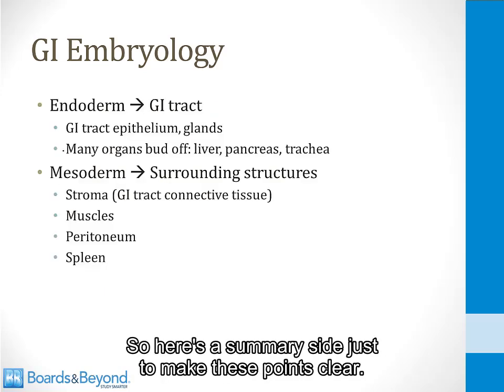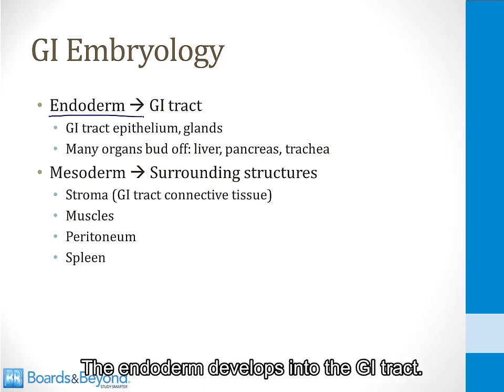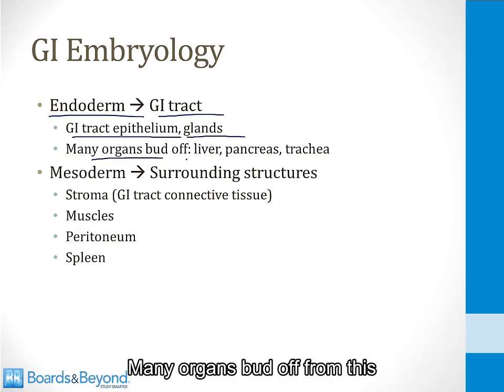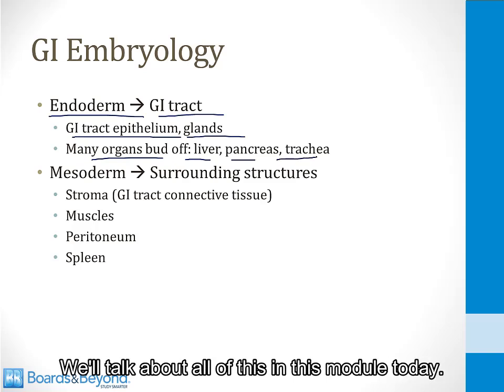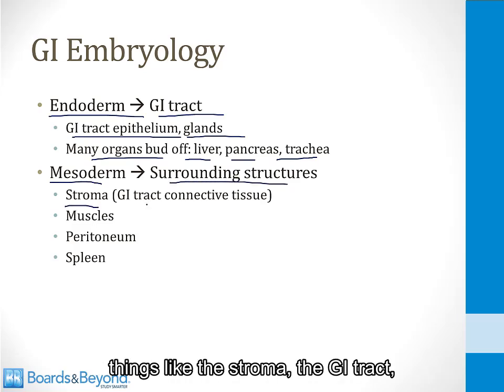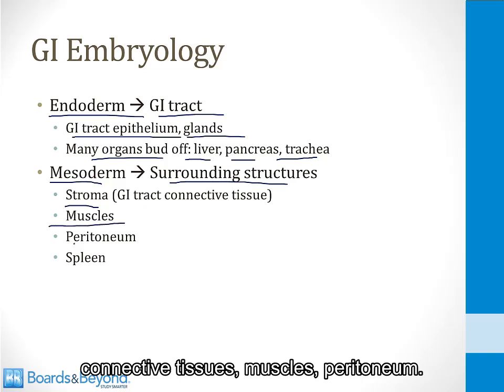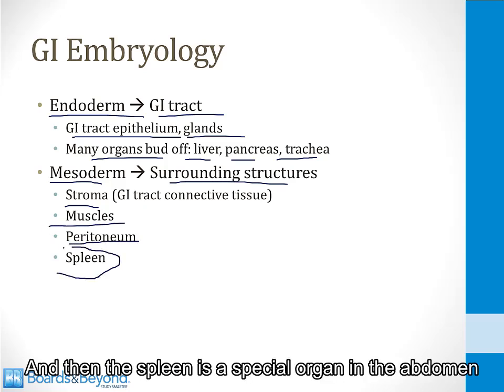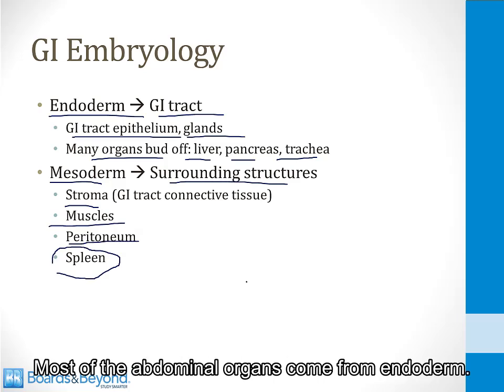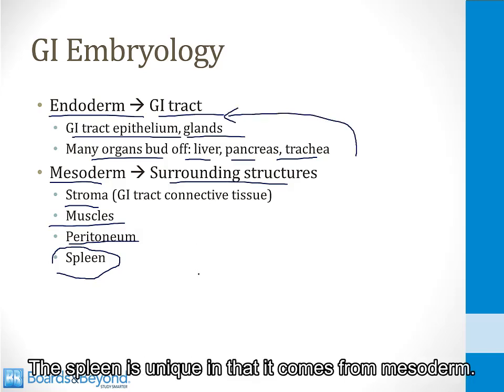So here's a summary slide just to make these points clear. The endoderm develops into the GI tract. It forms the GI tract epithelium and the glands. Many organs bud off from this, including the liver, pancreas, and trachea. We'll talk about all of this in this module today. The mesoderm forms the surrounding structures, things like the stroma, the GI tract connective tissues, muscles, peritoneum. And then the spleen is a special organ in the abdomen because it comes from mesoderm. We'll talk about this later. Most of the abdominal organs come from endoderm. The spleen is unique in that it comes from mesoderm.